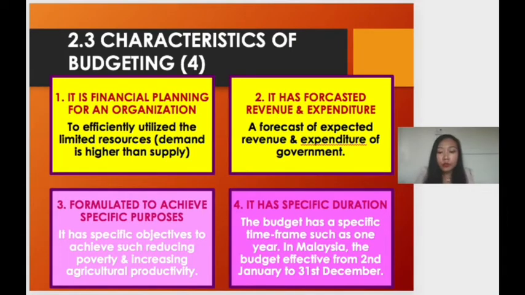And then the fourth one, it has specific duration. The budget has a specific time frame, such as 1 year. In Malaysia, the budget is effective from 2nd January to 31st of December. So these are very straightforward, yeah? As a planning for an organization, forecasted revenue and expenditure, to achieve specific purposes. Of course, everything has purpose, yeah? And it has specific duration, period of time. Don't forget that. These four characteristics are very important in budgeting.